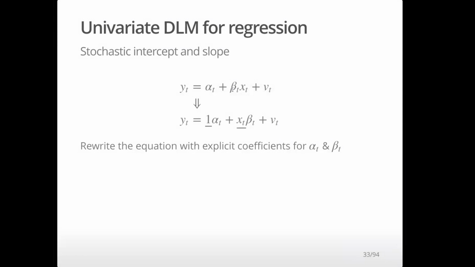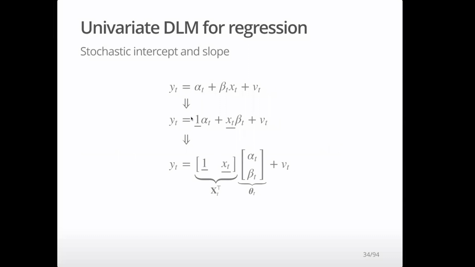Well, the way to begin here is to rewrite that observation equation with, again, some explicit coefficients. So all I've done is pre-multiply alpha sub t by 1, and beta is being multiplied by x. Okay, and once we do that, then it's pretty easy to see how to write this in matrix notation. The 1 and the x just get pulled down. We call that x transpose. And we pull the alpha and the beta out, and we call that theta.